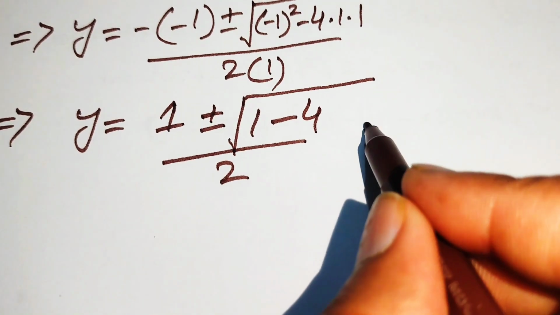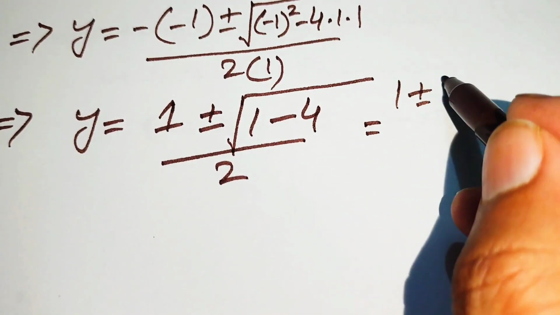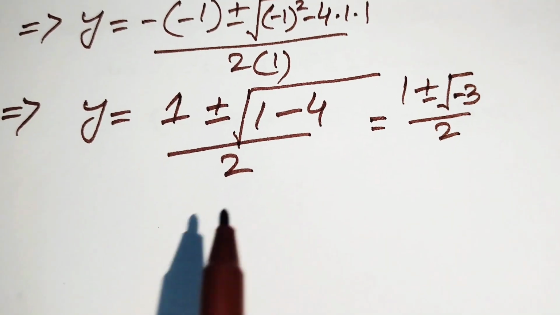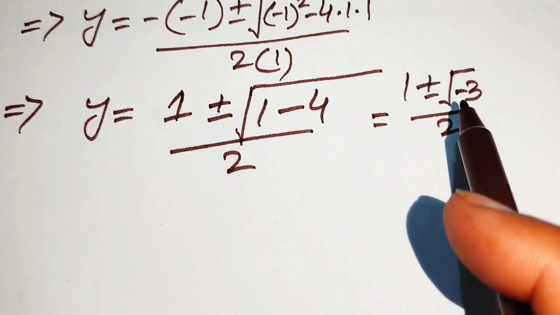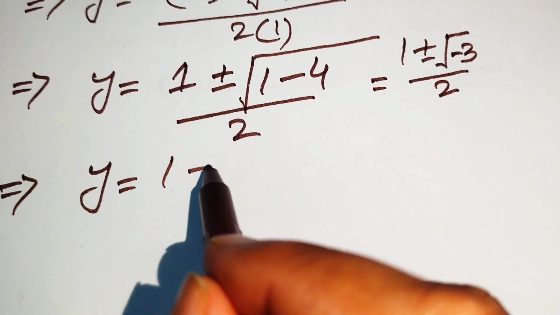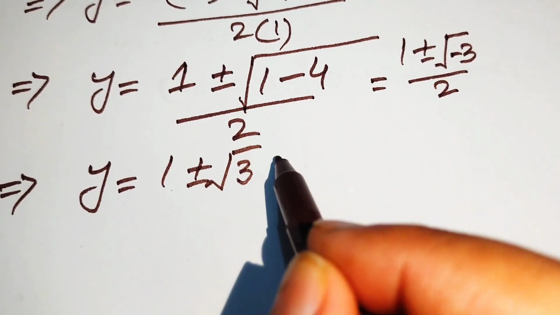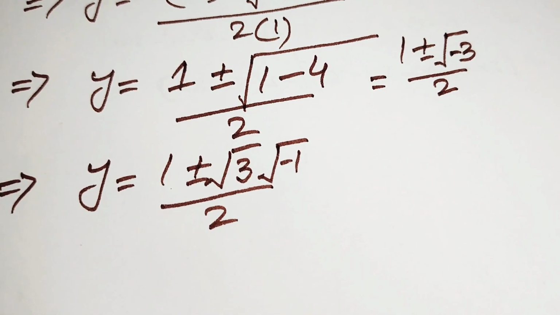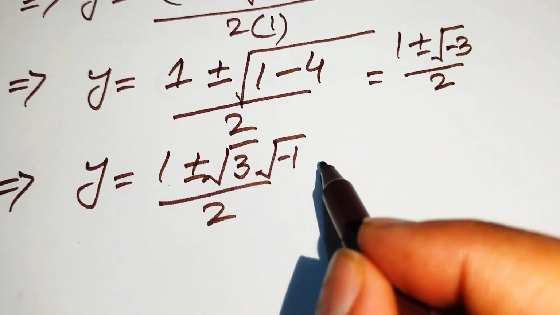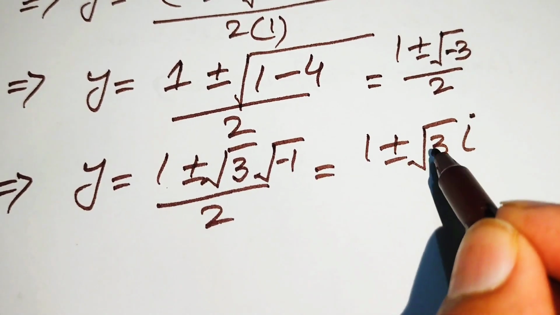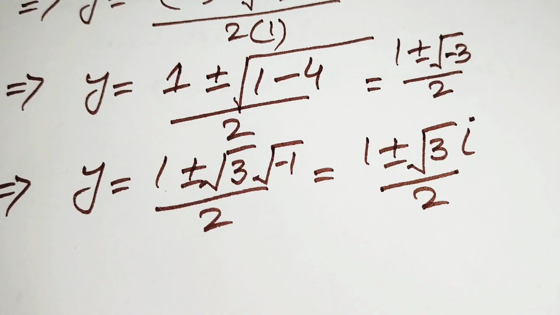In the next step we need a little bit of simplification, and it will be written as 1 plus minus square root of 1 minus 4, which is minus 3, divided by 2. Here we separate the square root of minus 1 and 3, and it will be written as y equals 1 plus minus square root of 3 into square root of minus 1, divided by 2. Now we know that the value of square root of minus 1 is iota, and it will be written as 1 plus minus square root of 3 iota divided by 2.